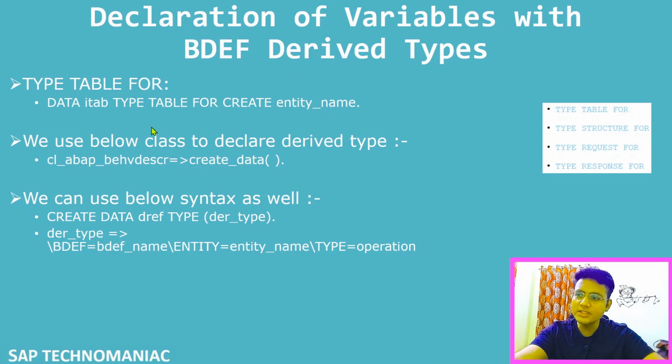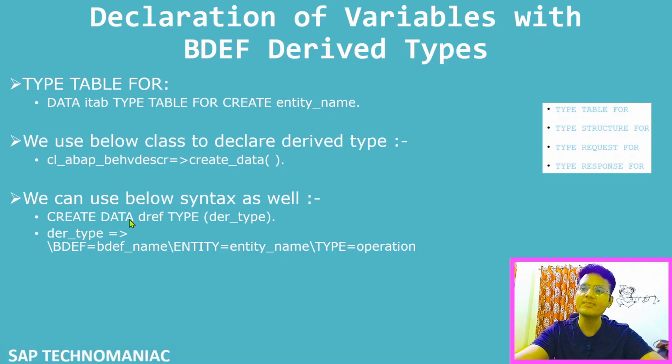Apart from using this particular syntax, we can use one particular class. There also we have to pass the same information: for which entity and what is the operation. It will automatically create the derived type for us. And this syntax we also use to create the data object for the derived type. So we create a data object reference, and as its type we give the derived type. What information do we give in this derived type? The business definition, the entity for which you want to create the derived type, and the operation you want to perform.